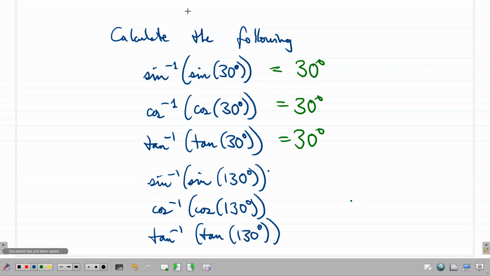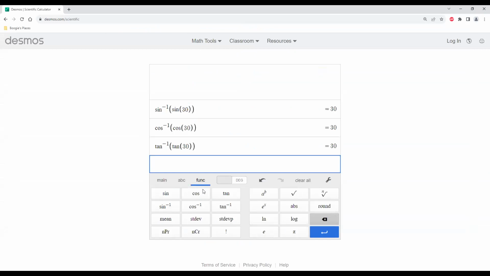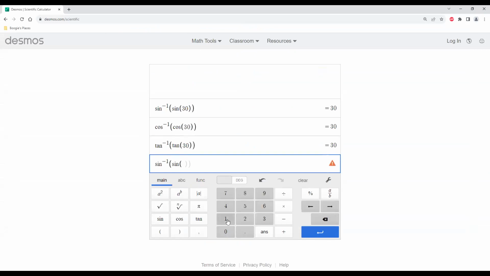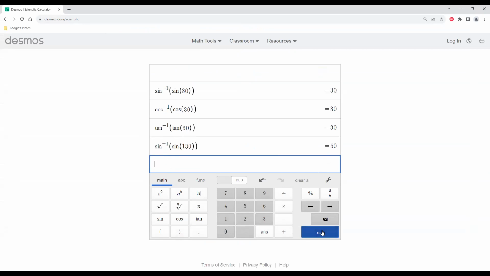So I nip onto my calculator app. Let's do the same procedure again. So inverse sine of 130 degrees. I should get 130. What? I get 50 degrees back.